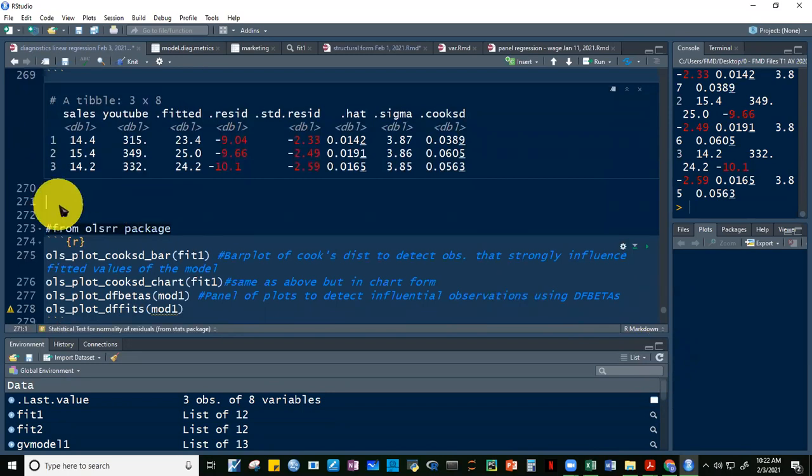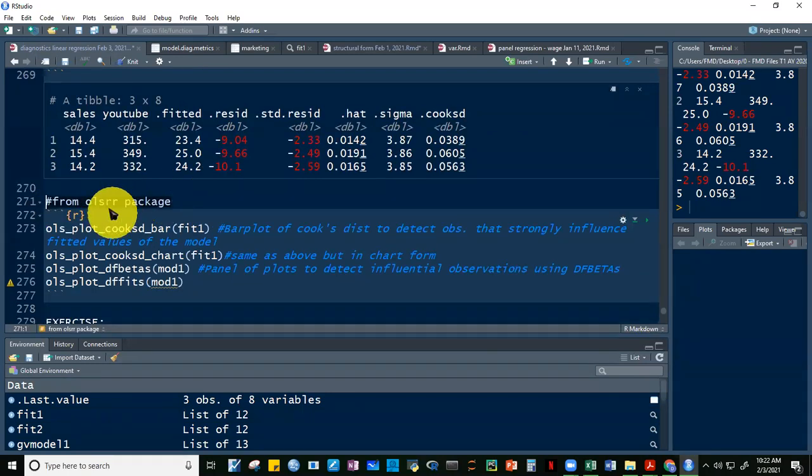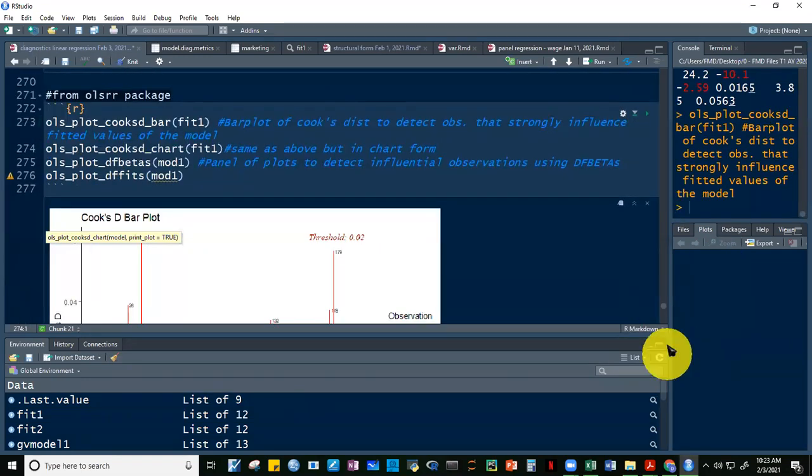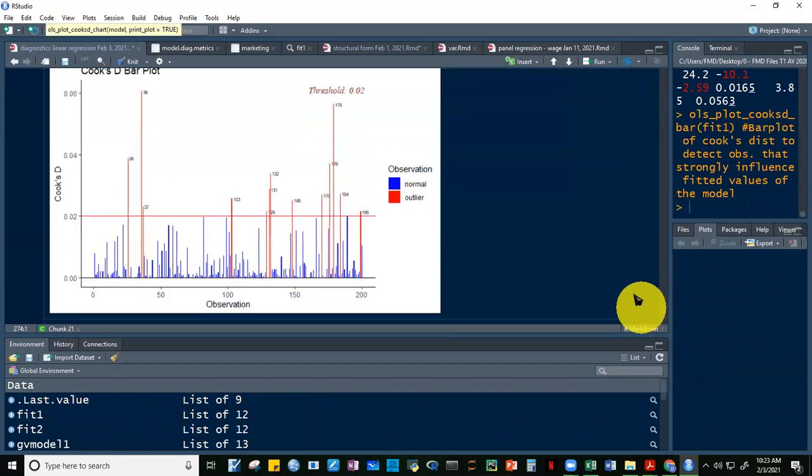Okay, then remember the OLS RR package, guys. Ito yung ginagamit natin for stepwise regression. Pwede din natin ma-access si Cook's distance, and pwede din natin i-plot. Plot natin to ha. So OLS plot Cook's distance bar ng fit 1. It will give us a bar plot of the Cook's distance. Okay. So ito siya, no? Ayan, 36, 26, 179. Talagang top 3 to, no? Silang tatlo. So this is another way to plot.